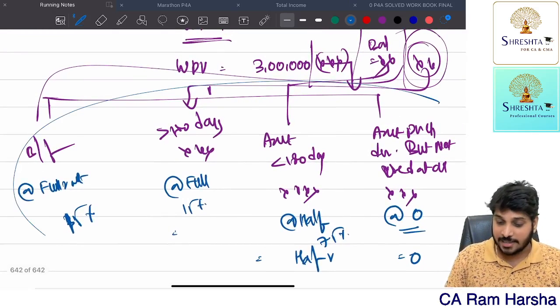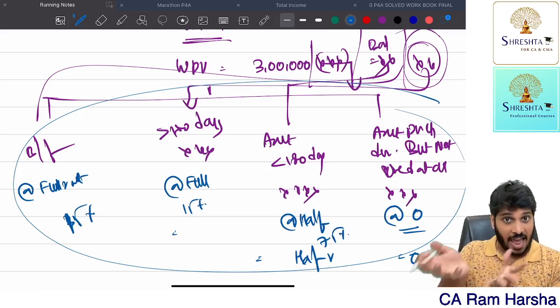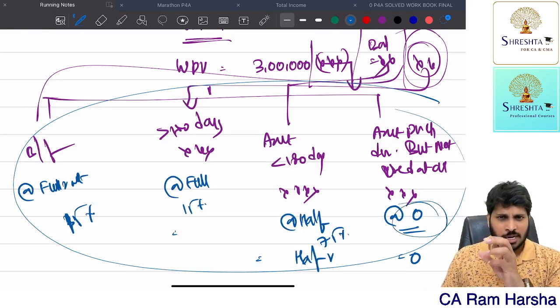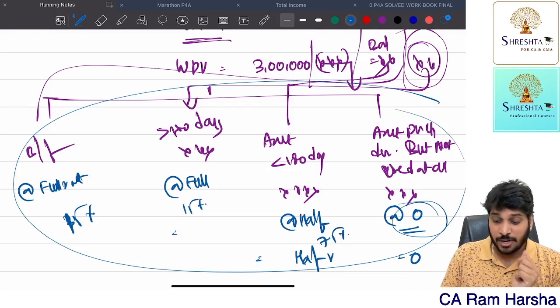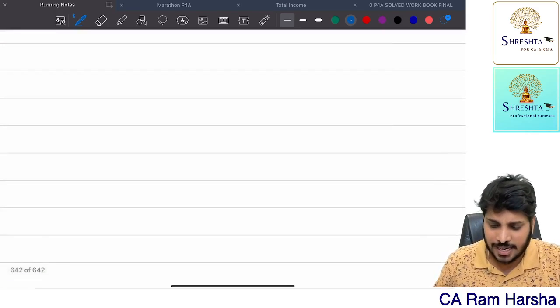This is how you should allocate the value. First, you should allocate for assets not used, the assets you purchased and added in this block but not used at all. To that value you should allocate. Now assets purchased and installed but used for less than 180 days, allocate to this. Then now I will give you a simple calculation.